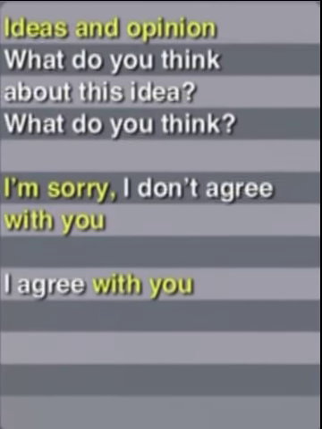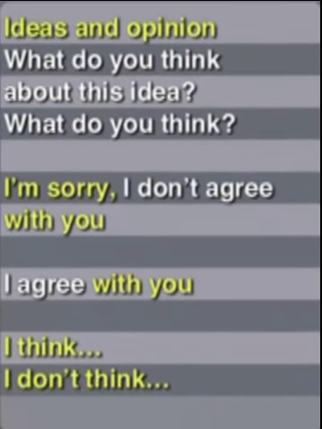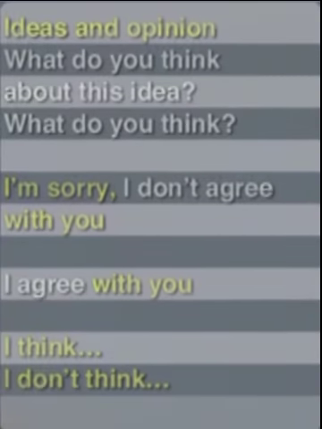When we give our opinions, we usually start with I think or I don't think. The use of that after think is optional. So we can say, I think it is important, or I think that it is important.